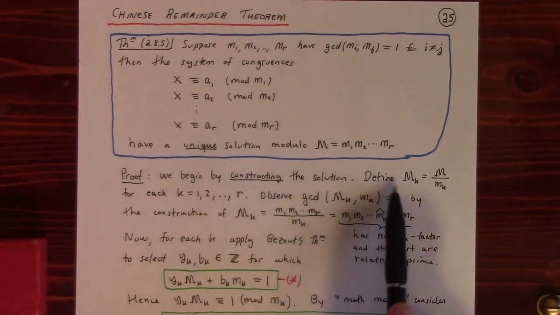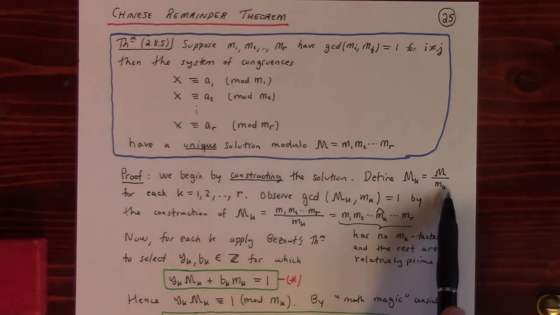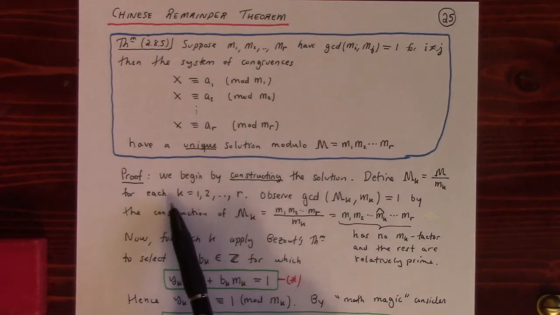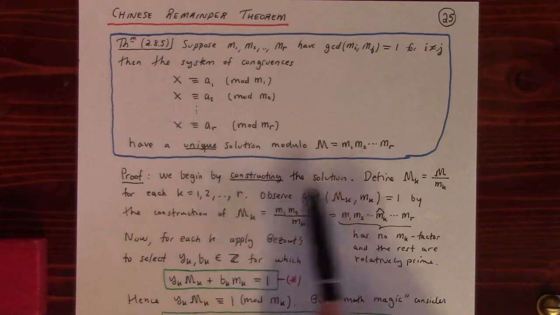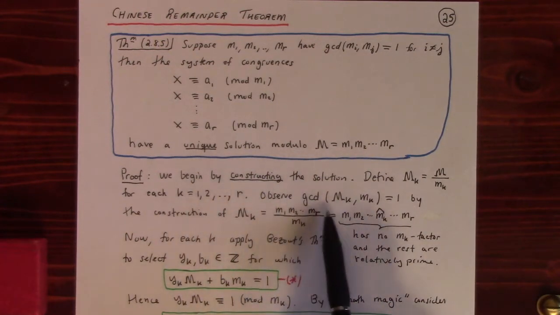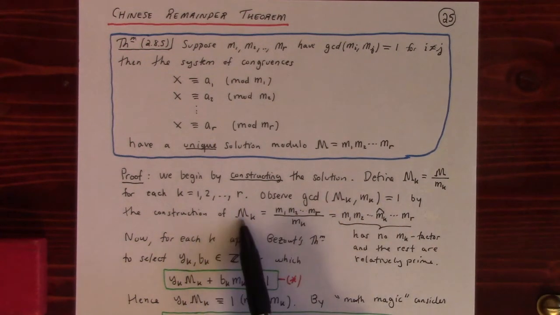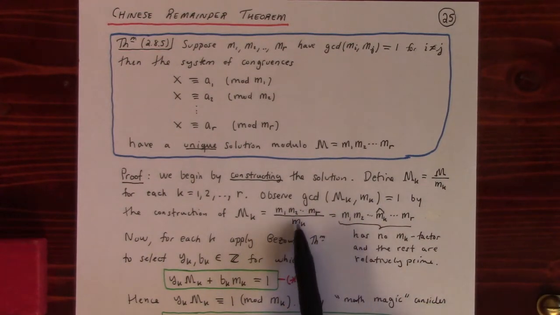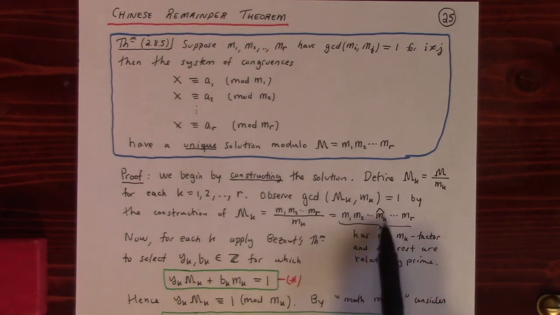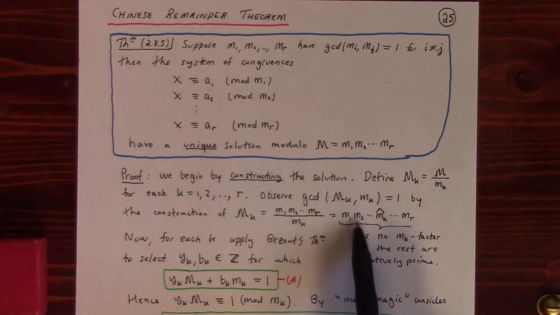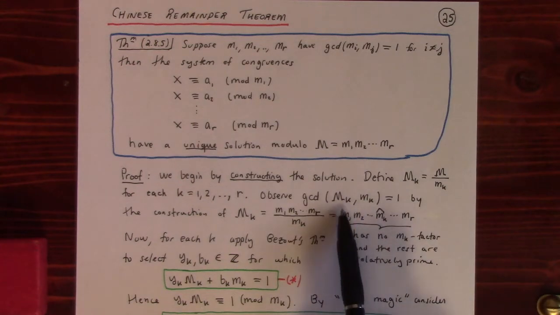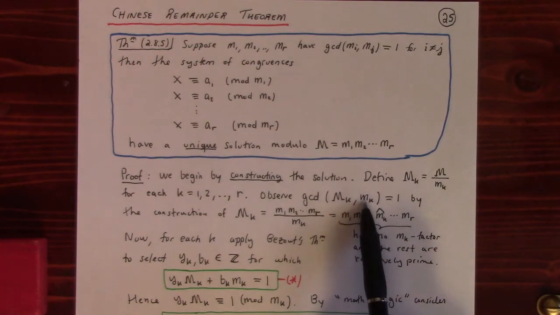Begin by constructing the solution. We define big M_k as M over little m_k. Now big M is this product right here. So for each k from 1 to r, we define big M_k equal to M over little m_k. Now notice that the greatest common divisor of big M_k and little m_k is 1 because of the construction of big M_k. See, we're dividing out the m_k factor, right? So there is no common factor between this product of m1 through mr without m_k and m_k, because we've deleted the m_k factor. So that's why big M_k is relatively prime to little m_k.